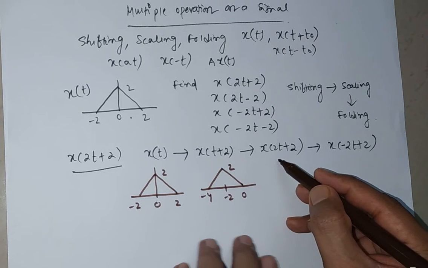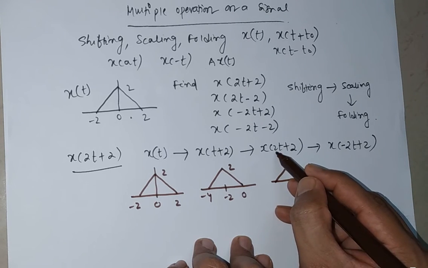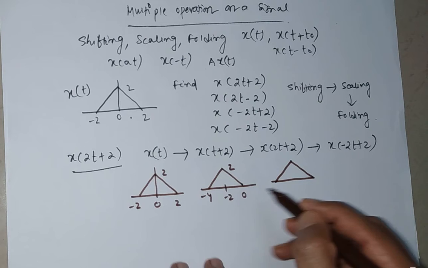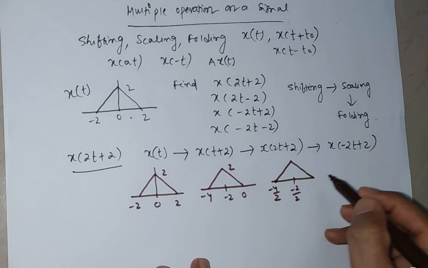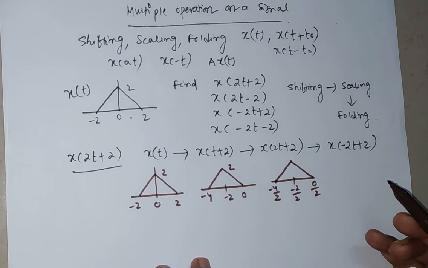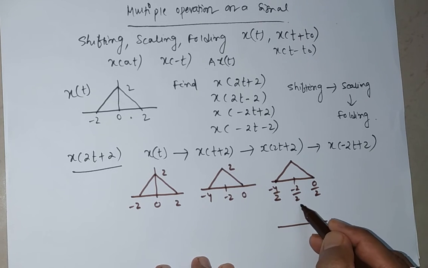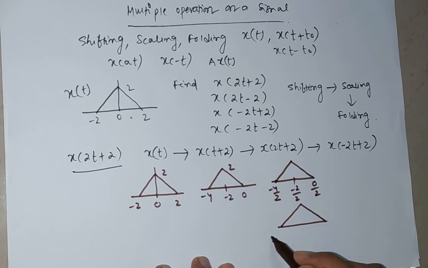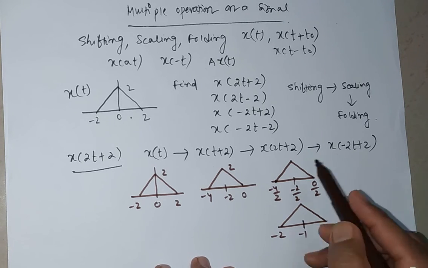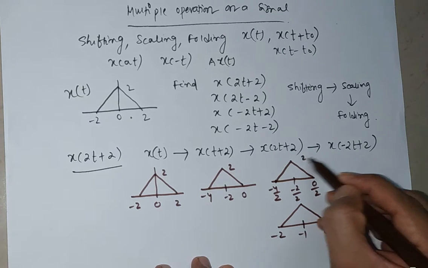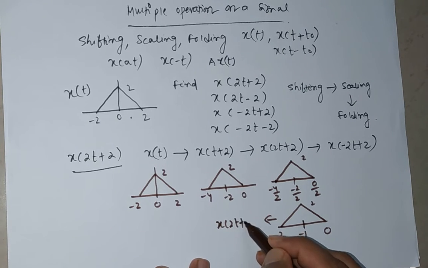Now what is x of 2t plus 2? X of 2t plus 2 means divide each limit by the scaling factor 2. Then it is minus 4 by 2, this is minus 2 by 2, and this is 0 by 2. So what will we get? This is your minus 2, minus 1, 0. So this is your x of 2t plus 2. There is no change of amplitude.